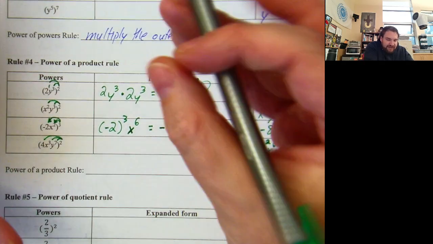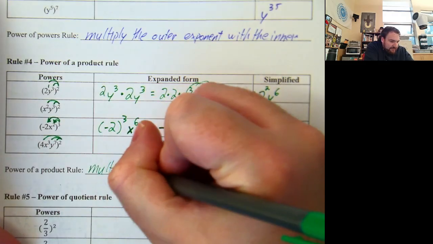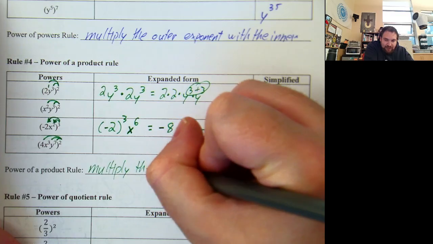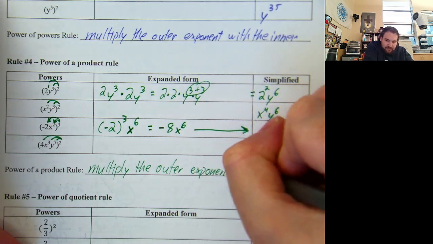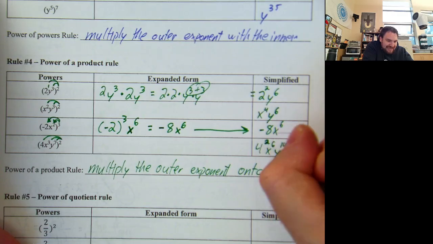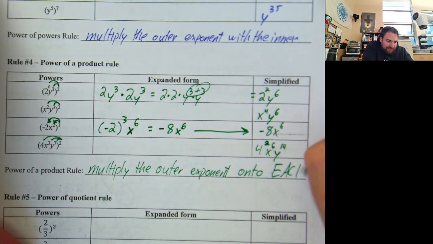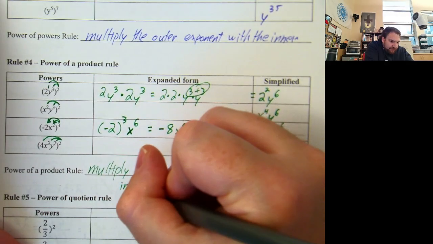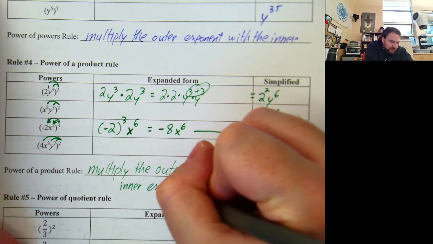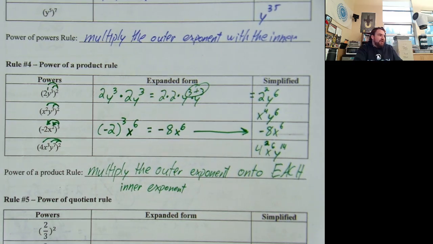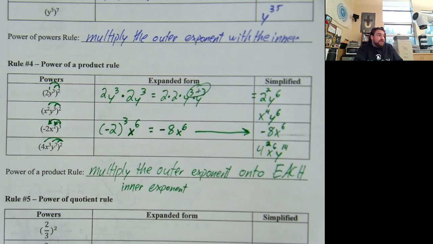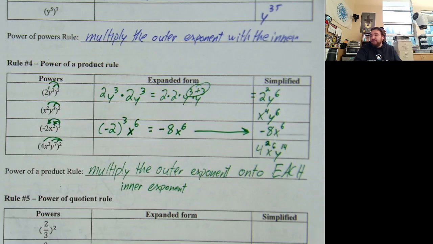So here's the power of a product. The power of a product rule is multiply the outer exponent onto each, put each in capital letters, inner exponent. And now the grossest of all of them. But this one, the next one really is just an extension of the previous two.